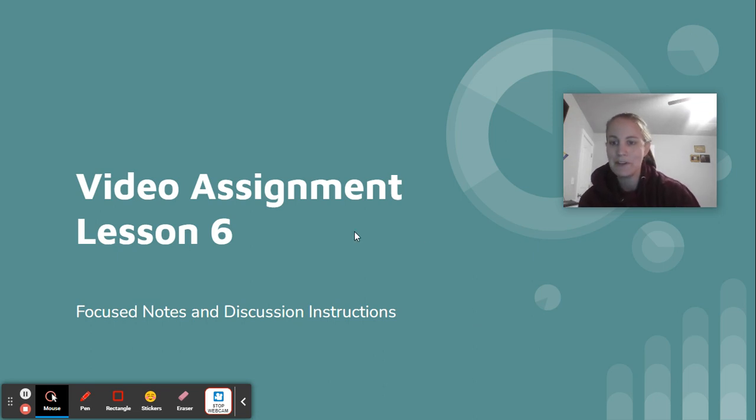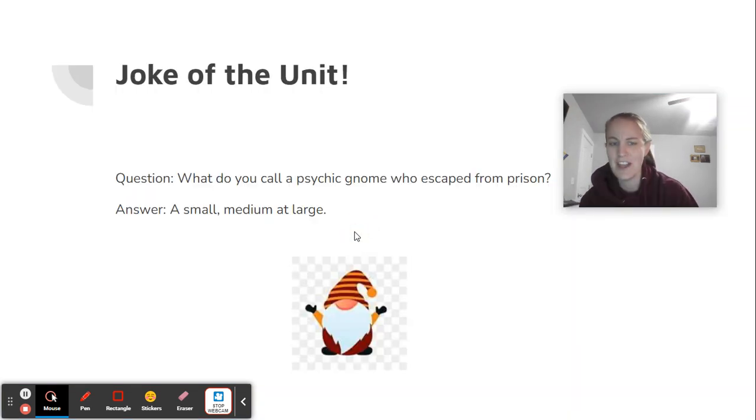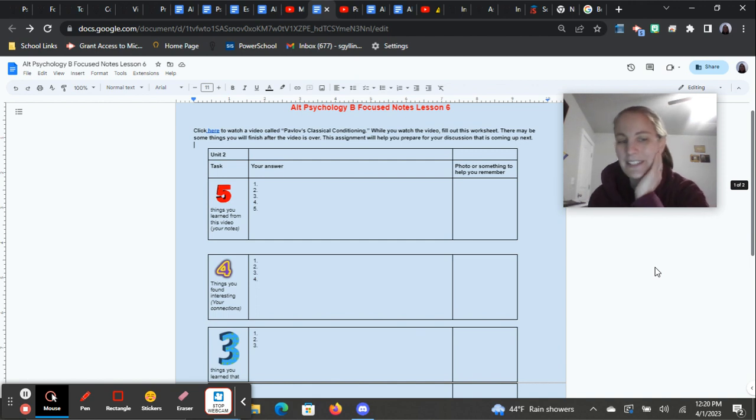Up. Before we talk about that, let's do the joke of the unit. Question: what do you call a psychic gnome who escaped from prison? Answer: a small, medium, at large. Get it? Because it's a small gnome, a medium because it's psychic, and then he's at large because he escaped from prison. I crack myself up.